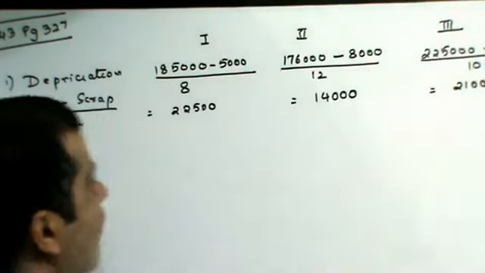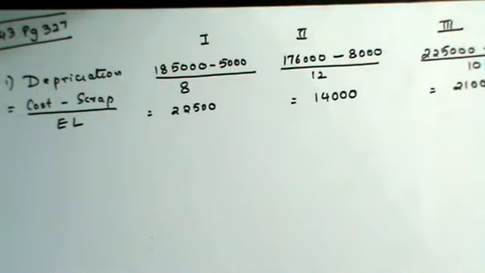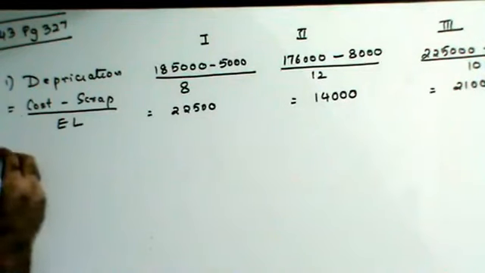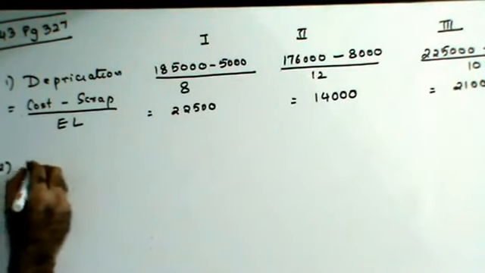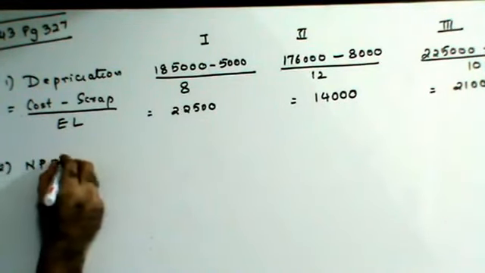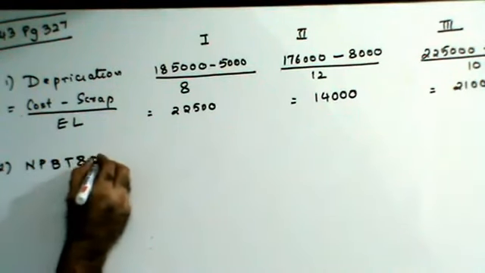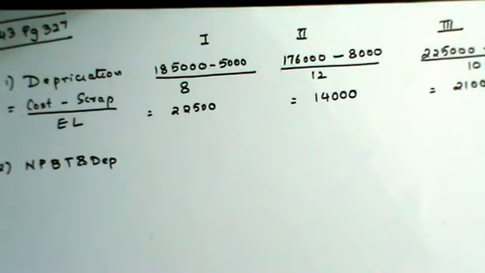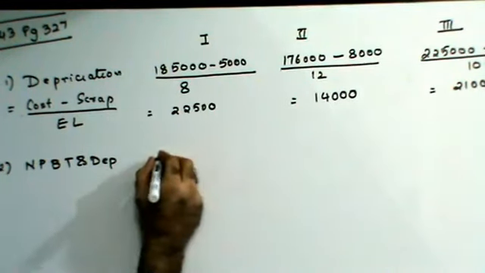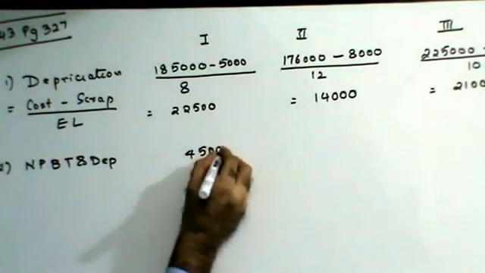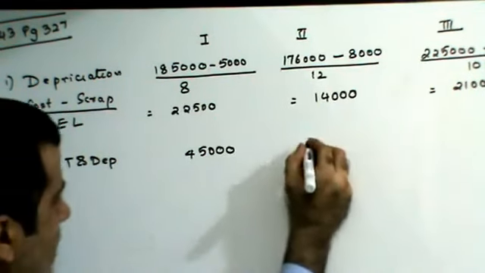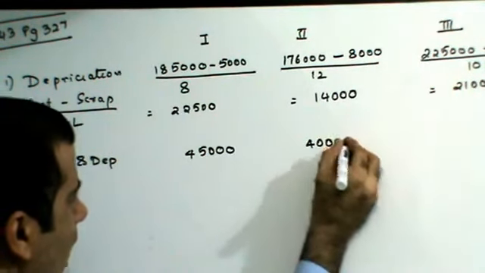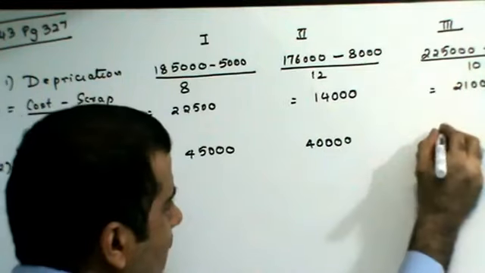So first thing we did was we found out the depreciation of the 3 machines. Next, they've given you net profit before tax and depreciation. Net profit before tax and depreciation for machine 1 is given to you as 45,000. For machine 2 it is 40,000. And for machine 3 it is 55,000.